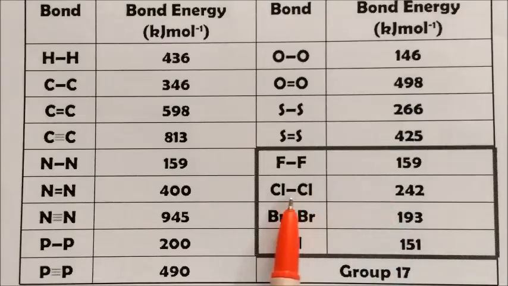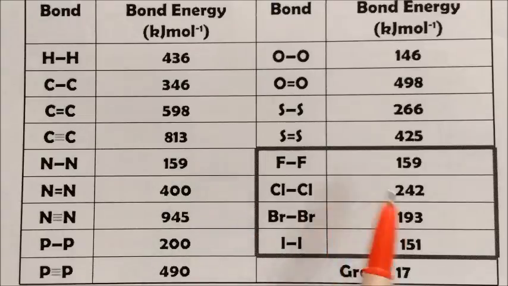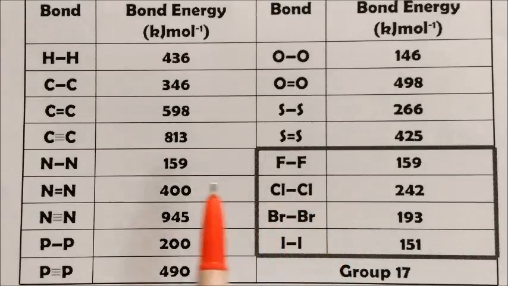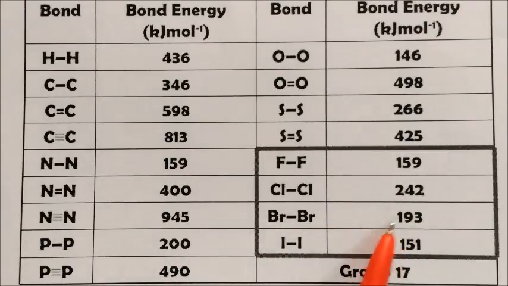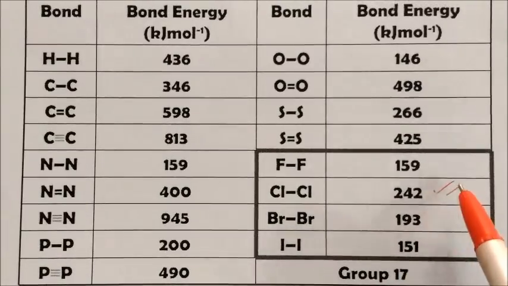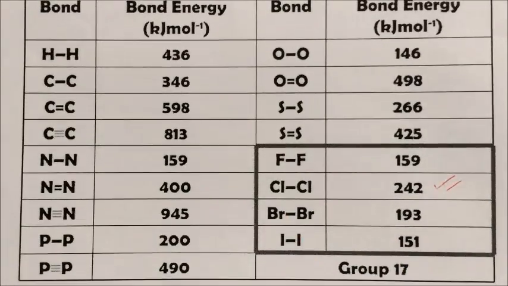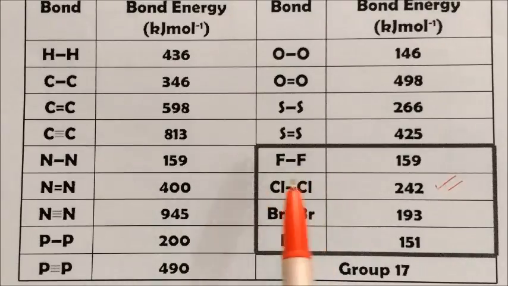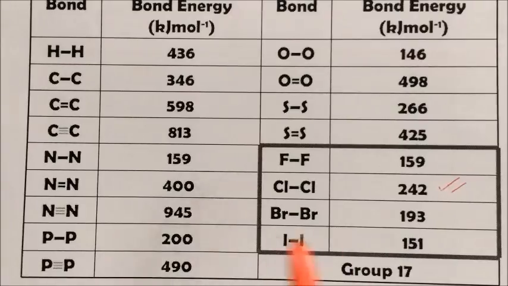Because there is more electron density present in the two chlorine atoms, so it is very difficult to break the chlorine bond. So it has higher energy than fluorine, and then it decreases again. 242 for chlorine, then decreasing again, and iodine is bigger in size, so it decreases further down. So this is one exceptional case. The electron density of fluorine is less than that of chlorine, so it is easier to break. This is group 17, so just note it down.